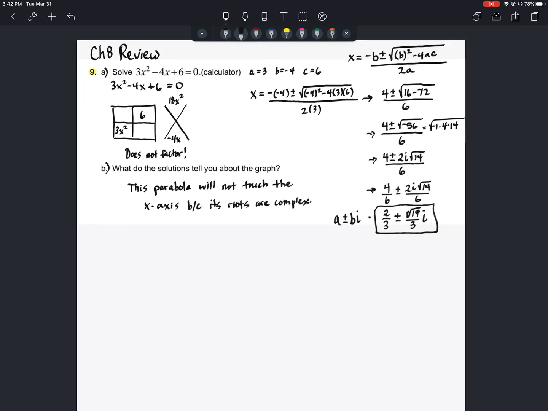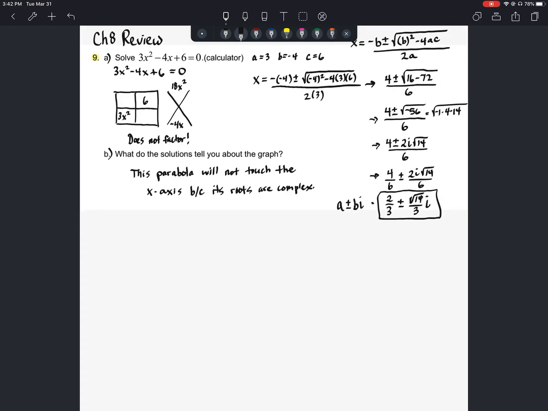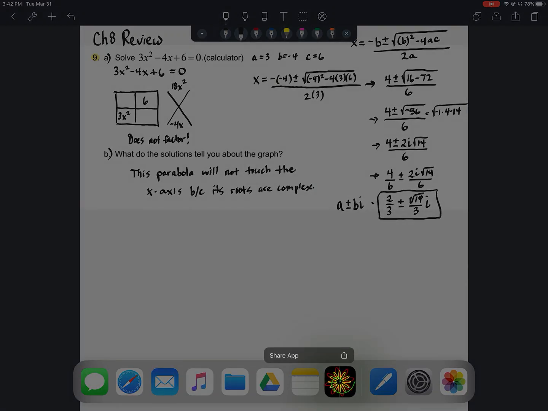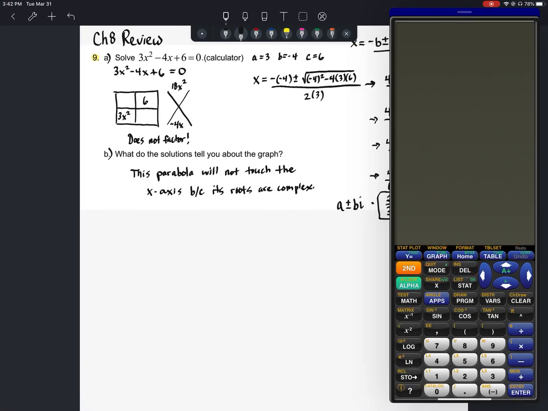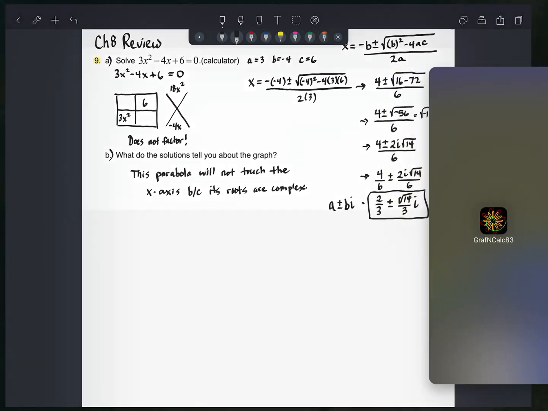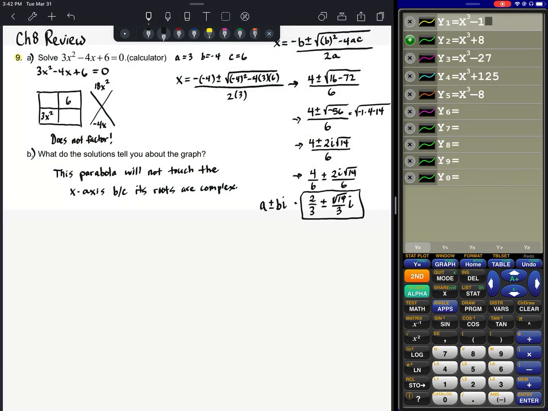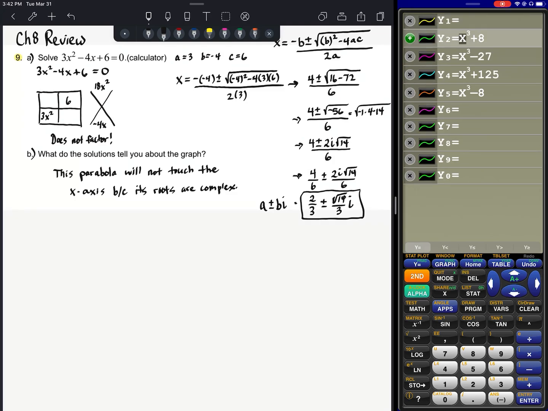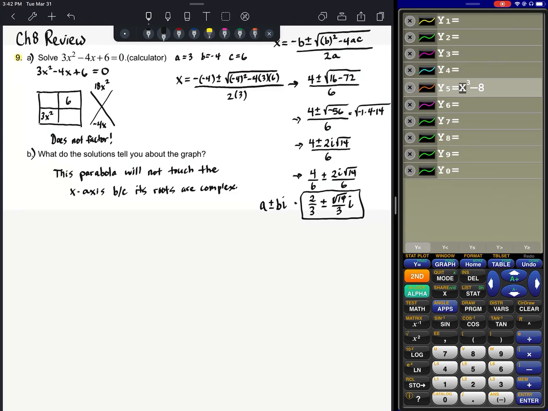So let's check it here. I guess we could use our calculator to check it. Let's get out your calculator. You can use whatever you have at home, or you can use the Desmos one. All right, so let's go in here and let's just graph it. Let's clear that. I think those were all from the other day. And let's just go ahead and type in 3x squared minus 4x plus 6. And we hit graph there.